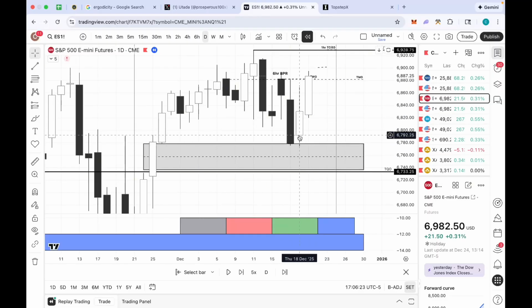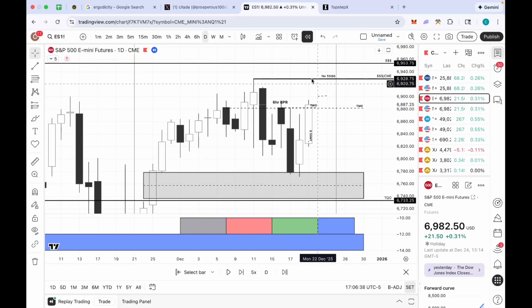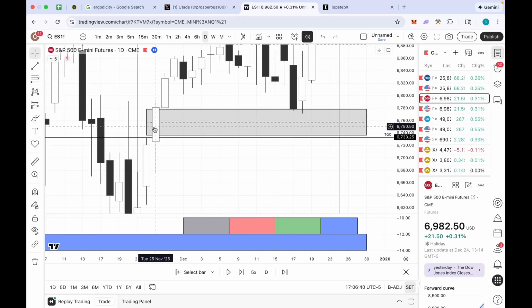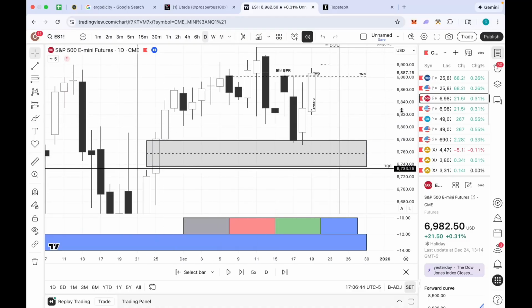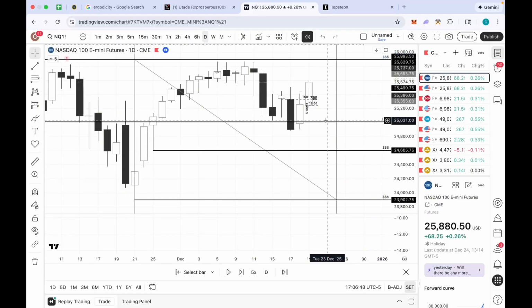Even if you don't use quarterly theory, you can look at this as a logical and mechanical way, because one, we took the daily pivot low. What's next? The high. But not only that, we also have draws on liquidity that's higher, and then we're also displacing off this daily fair value gap that we tapped into. So that's clear indication that price wants to go up.